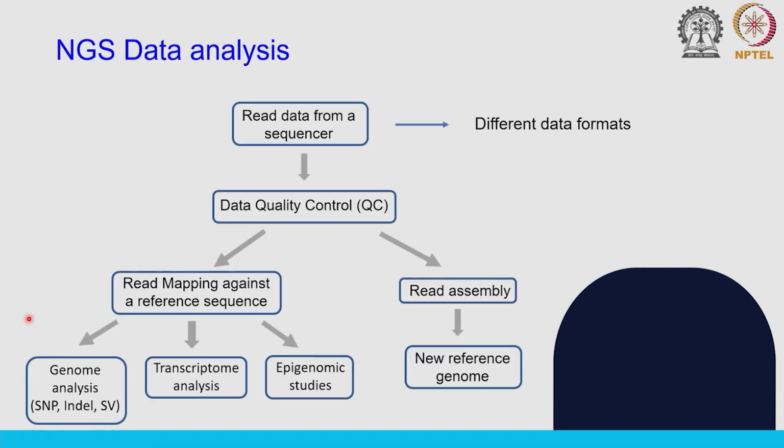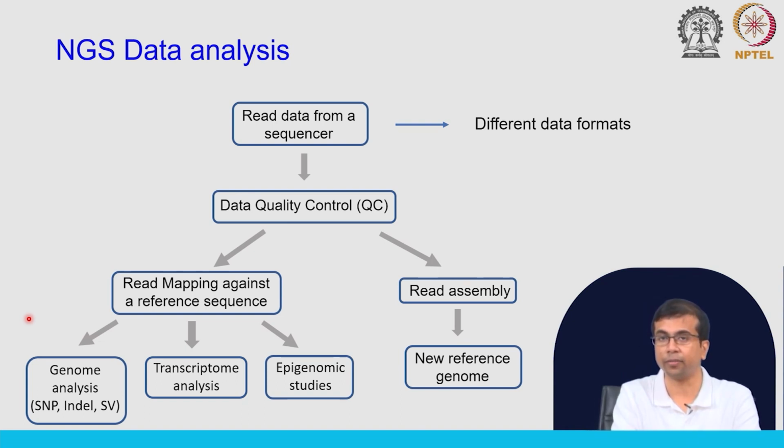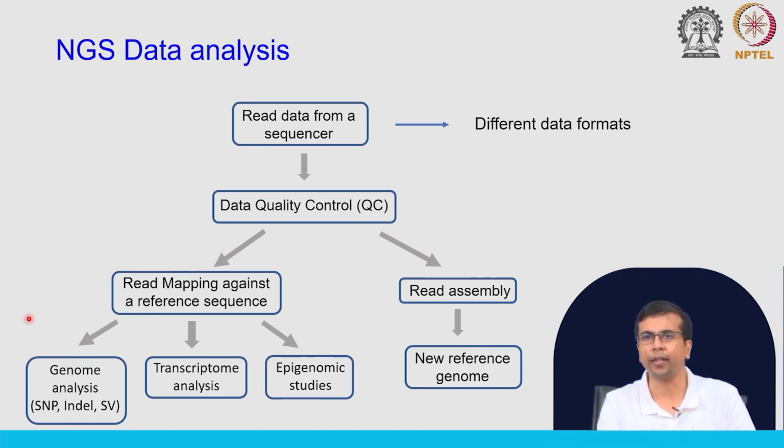Okay. So, going back to the flow chart for NGS data analysis, the first step is we get read data from a sequencer in different data formats. We have talked about these data formats before. Depending on the platform that you are using, we get different data formats, which we will see when we actually do this hands on.